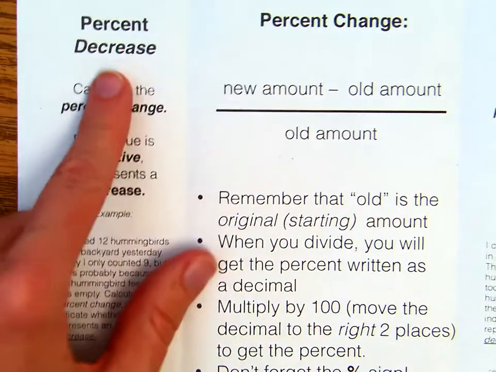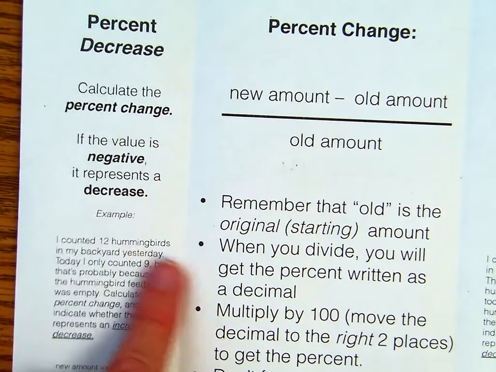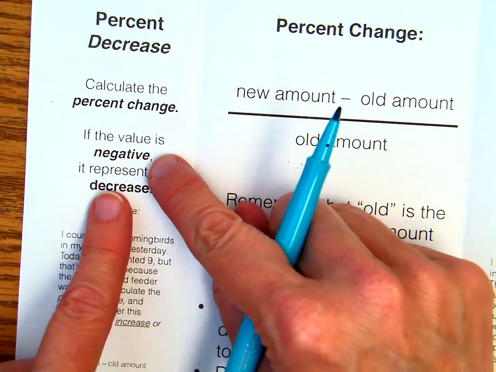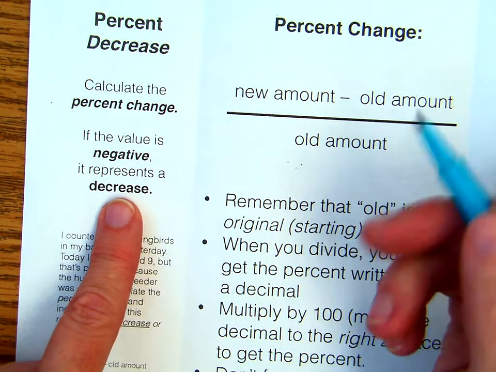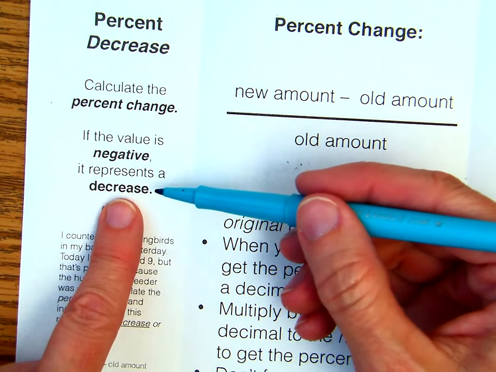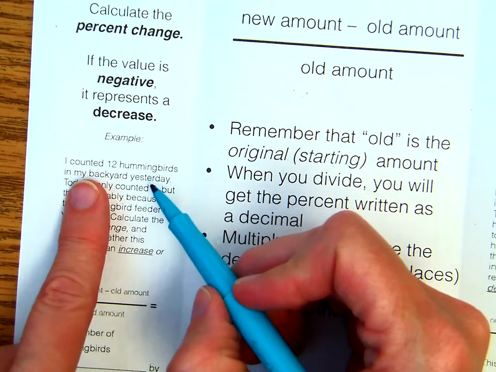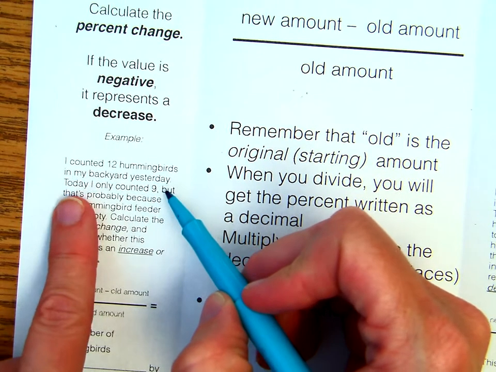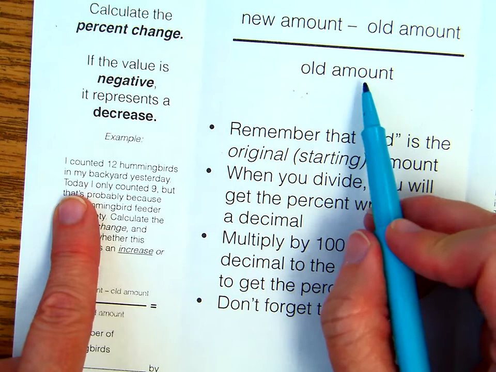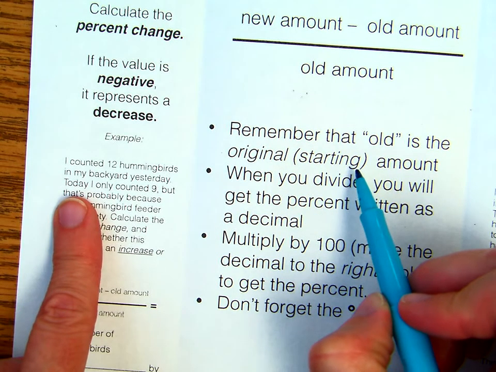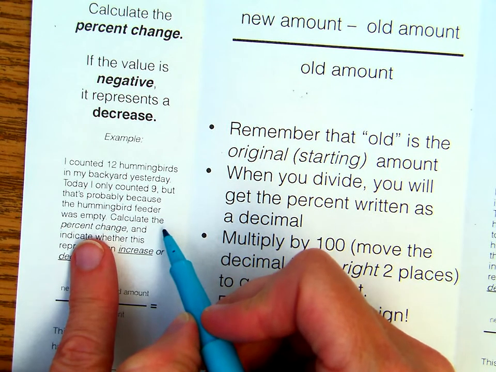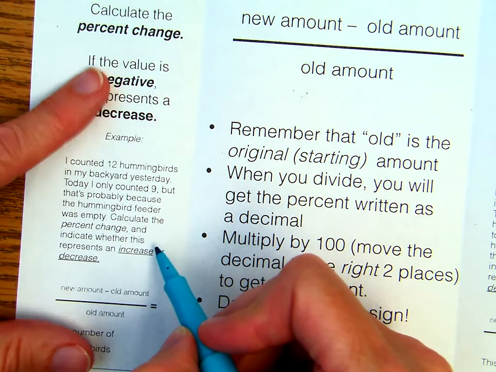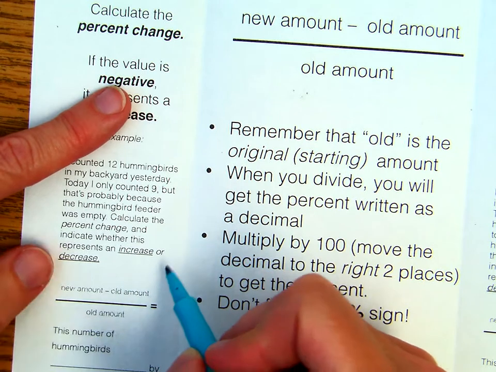On the percent decrease side, we should be seeing that the number goes down. When the number goes down, it's going to cause our value to be negative. We know that that's going to come out to be negative because negative makes our numbers go lower, and that indicates a decrease. So in this case, I counted 12 hummingbirds in my backyard yesterday. Again, that's the old amount, the starting or original amount. Today I only counted 9, but that's probably because the hummingbird feeder was empty. Calculate the percent change and indicate whether this represents an increase or decrease.